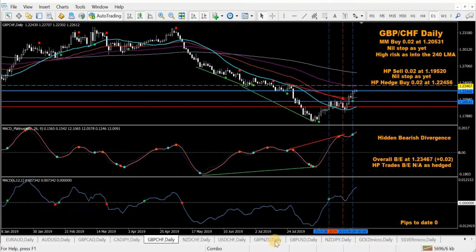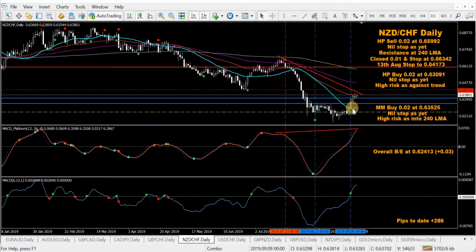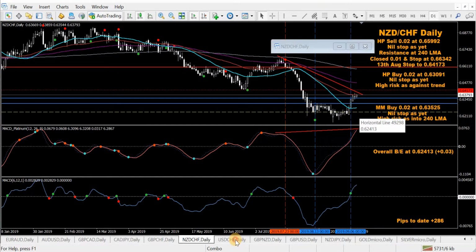So that's all right. New Zealand Swiss franc, similar to a lot of other pairs. Buy, I've got a sell back here, still got a stop in place. And we've got a HP buy, it's gone up, and we've taken a Mod MACD buy. And there's the overall break even, we're plus 0.03 lots up in play. So there's your overall break even above that, which is the important thing.